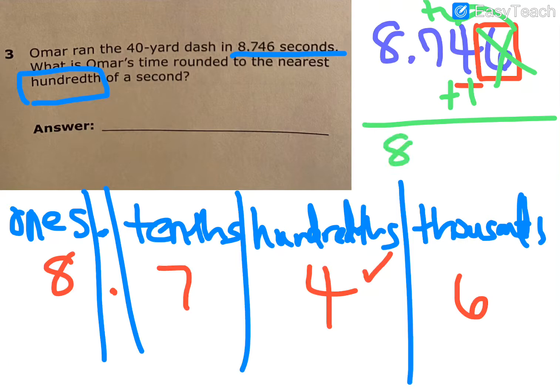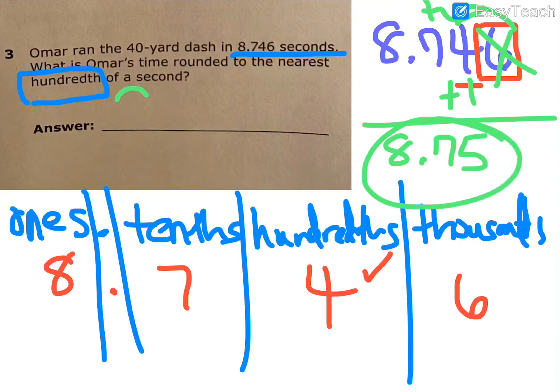So you have 8.7, and 4 plus 1 would give us, great, 5. Our correct answer should be 8 and 75 hundredths, since that's the place value that you are now rounding to.